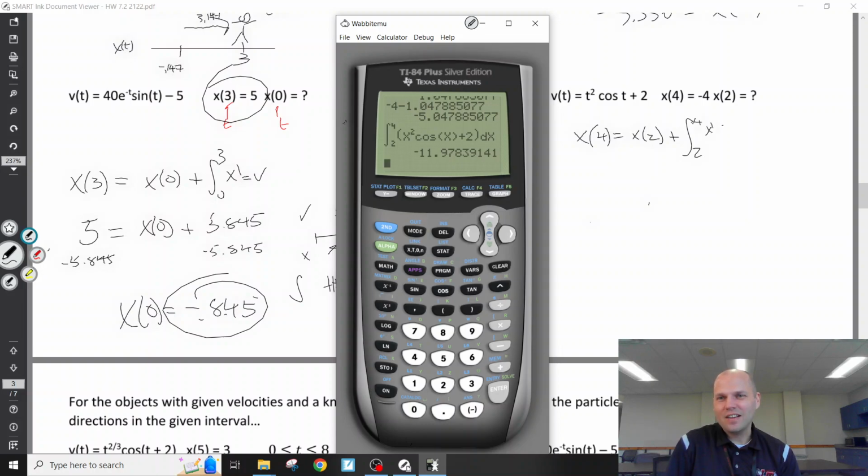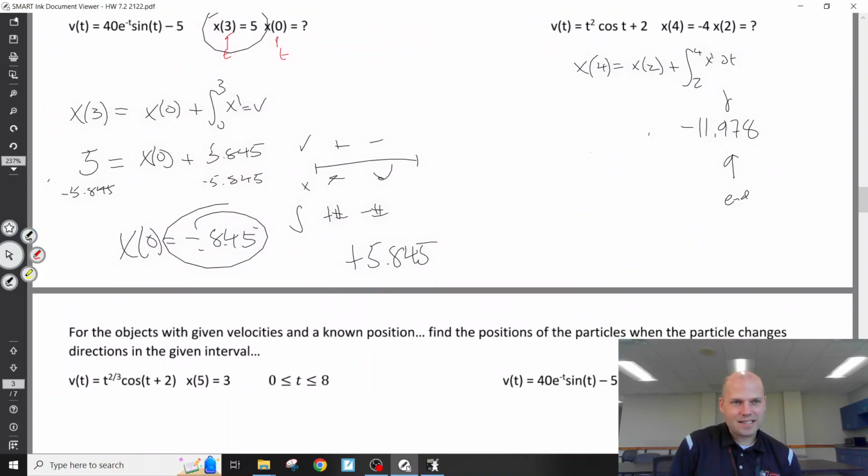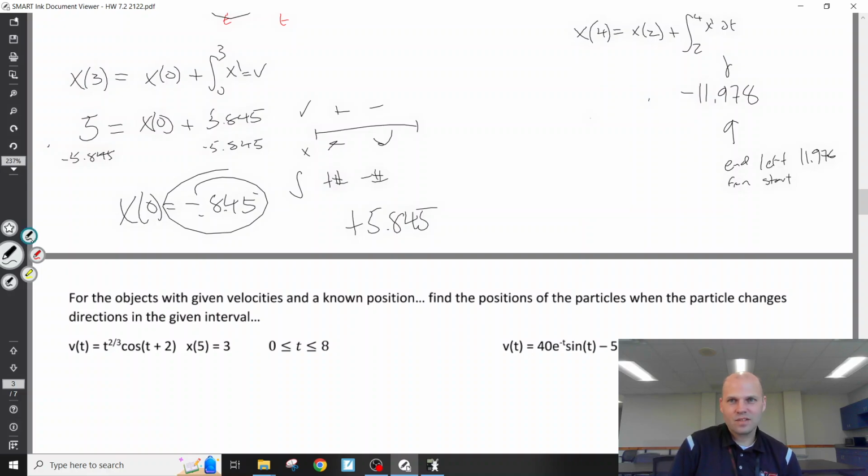2 to 4. This area under my derivative is negative 11.978. What does that number mean? This is how far I ended to the left, 11.978 from where I started. I started somewhere. I traveled to the left overall. I might have done some stuff in between, but after moving around, I traveled to the left 11.978.